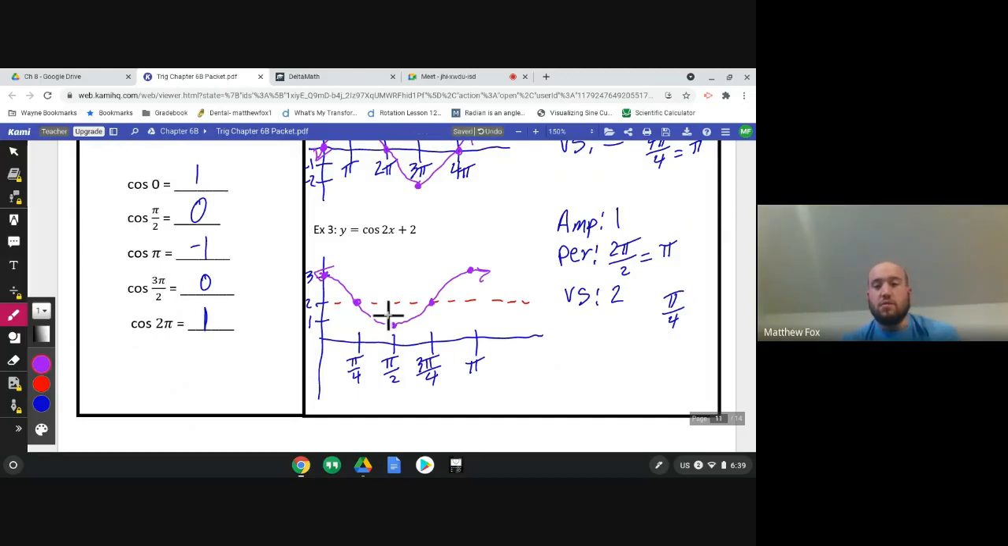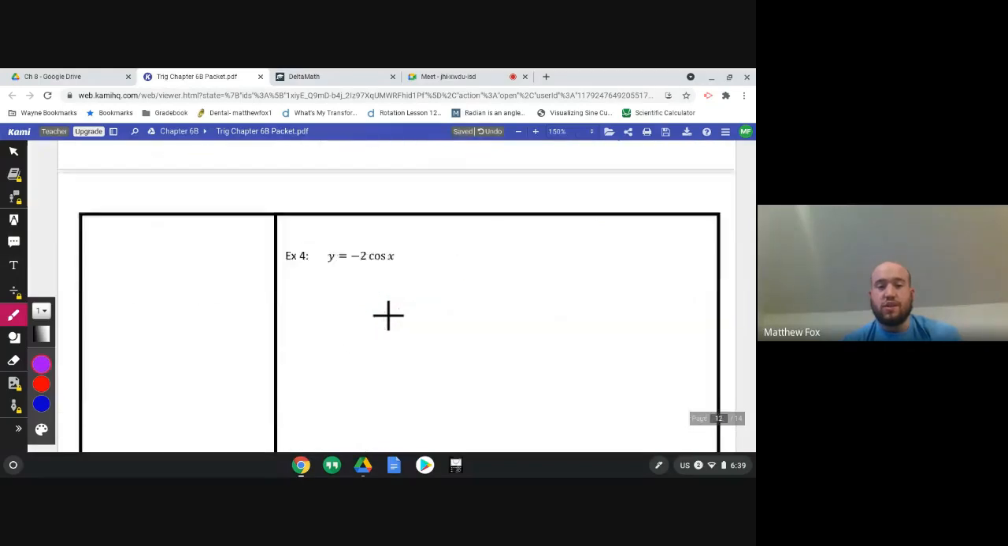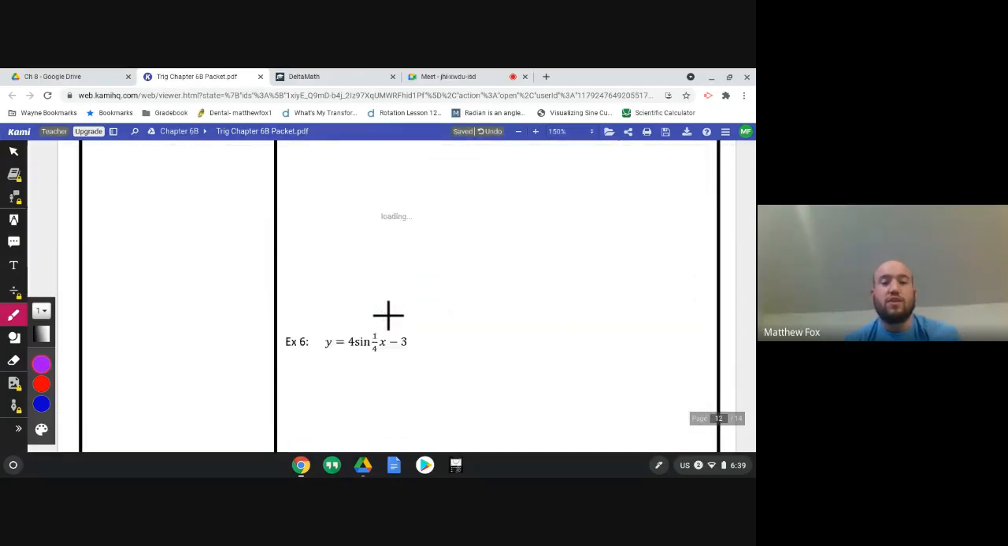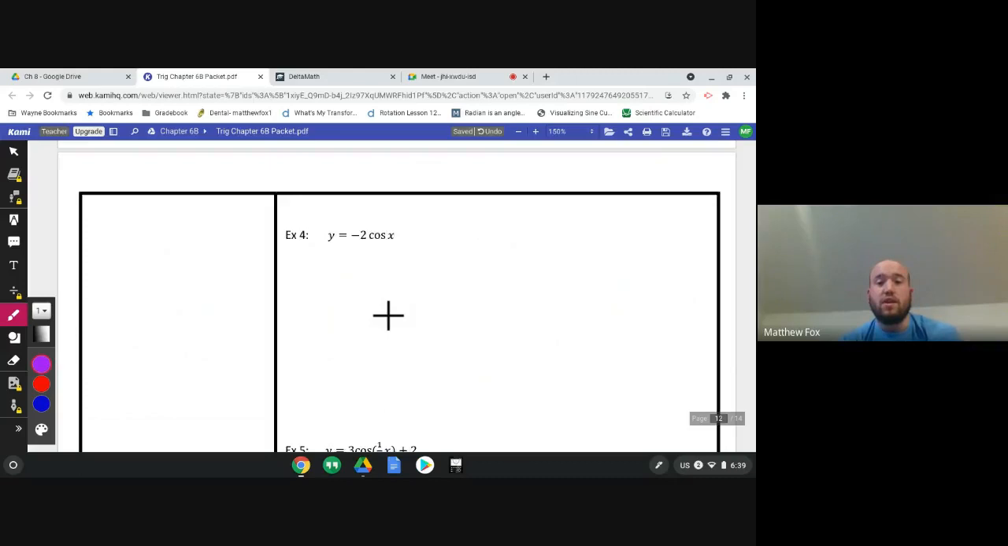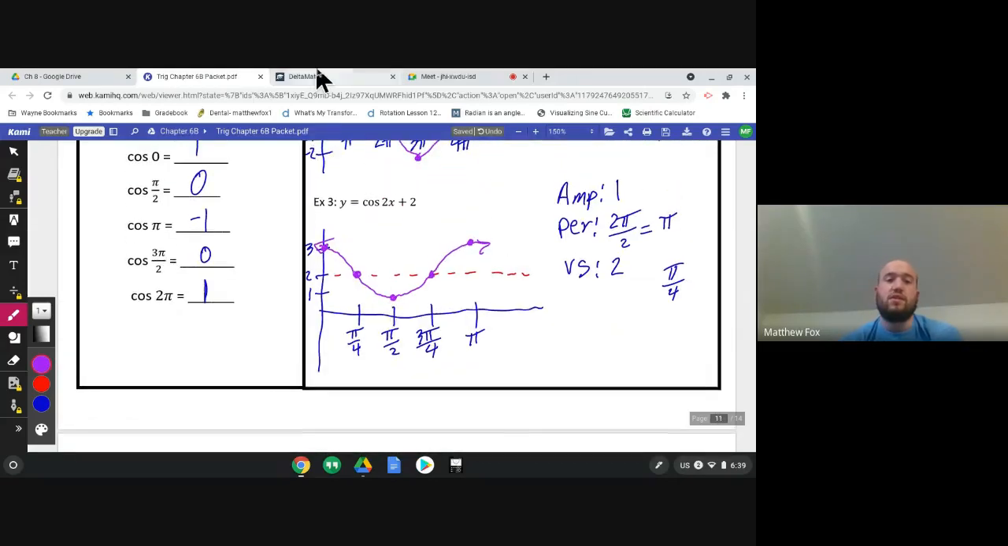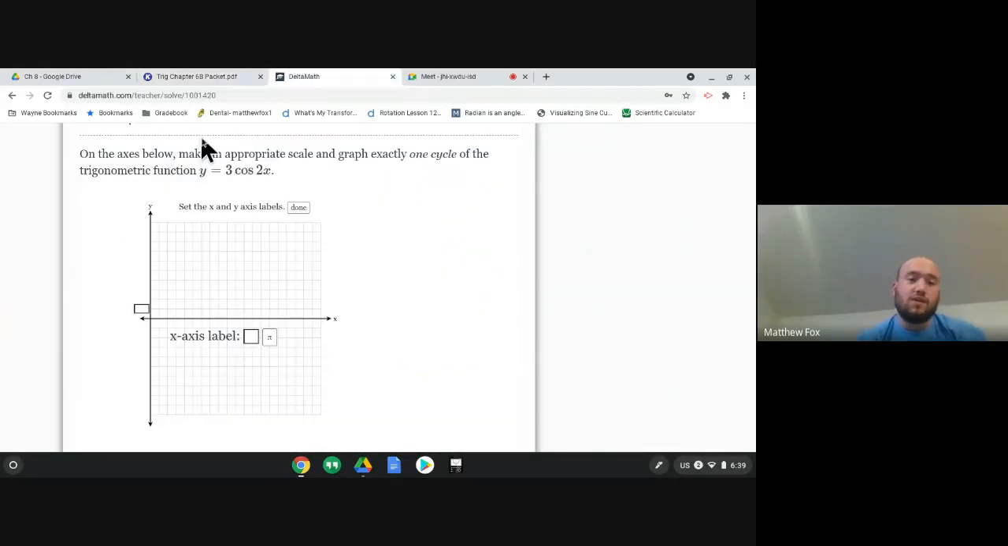Now, tomorrow in class, we'll talk about 4, 5, and 6. If you want to try those on your own, feel free to. The other thing I want to mention before I go is how to do the Delta Math assignment. So right here it says, on the axis below, make an appropriate scale and graph exactly one cycle, which we know means one period, of the trigonometry function y equals 3 cosine 2x.